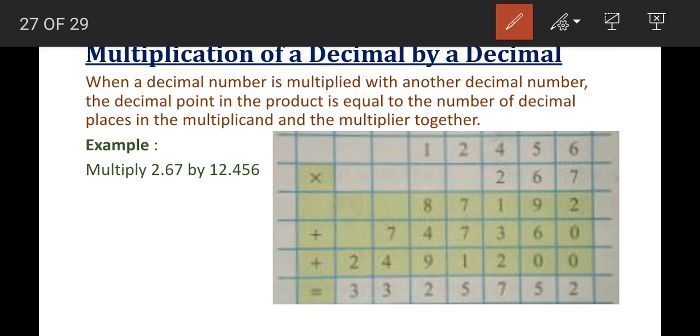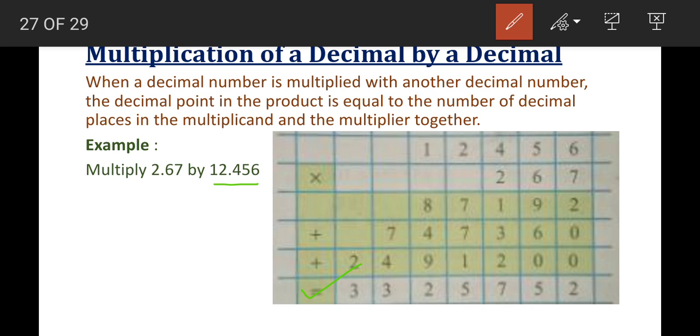Clear? Next step is we have to find the sum of all the 3. So 2 plus 0 is 2, 9 plus 6 is 15, 1 carry forward, 1 plus 1 is 2, plus 3 is 5, plus 2 is 7. 7 plus 7 is 14, 14 plus 1 is 15, 1 carry forward, 1 plus 8 is 9, 9 plus 4 is 13, 13 plus 9 is 22. Again 2 carry forward, 2 plus 7 is 9, 9 plus 4 is 13, again 1 carry forward, 1 plus 2 is 3. So the product of these two numbers is 33,25,752.